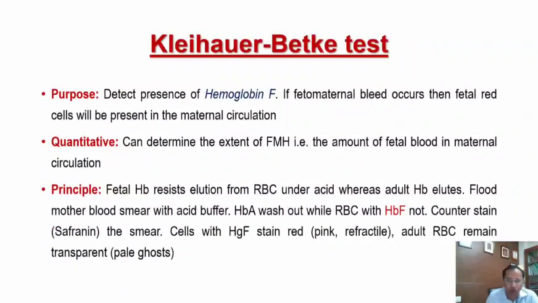Once that comes positive, you go for the KB test or Kleihauer-Betke test. The principle involved is that hemoglobin F, which is present in the fetus, is resistant to acid elution. So whenever you add an acid elution, it will be resistant to it. However, the normal HbA or adult cells will lyse. So the normal cells from the mother, the adult cells, will lyse and look like ghost cells, whereas HbF cells, which are resistant or resilient to this acid elution, will shine bright red.